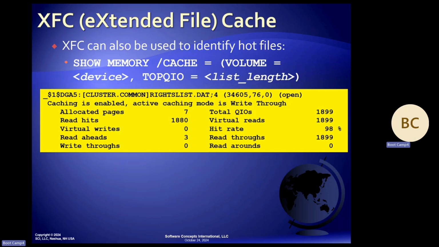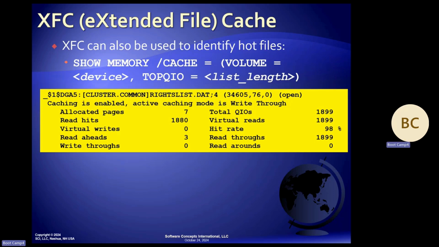You might want to say, what are the files that I'm hitting the most with QIOs? So give me a list of the top 5, so you can get the list. Top QIO equals 5. This would be as if I did top QIO equals 1. So here's the fact: here's a write list is busy on this particular disk. That's an example. And it'll tell you how many read hits you're getting, how many read aheads, virtual reads, read throughs. What's the hit rate? That might be of a lot of interest. I'm getting a 98% hit rate on that, so that's pretty good.